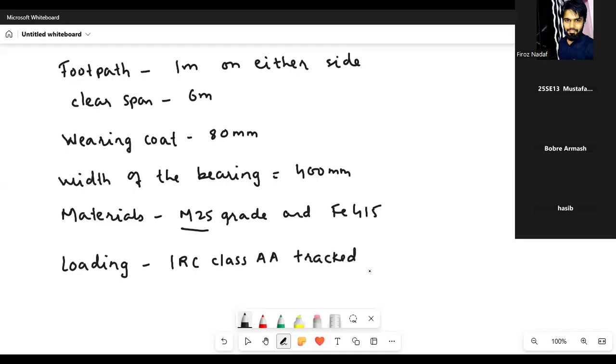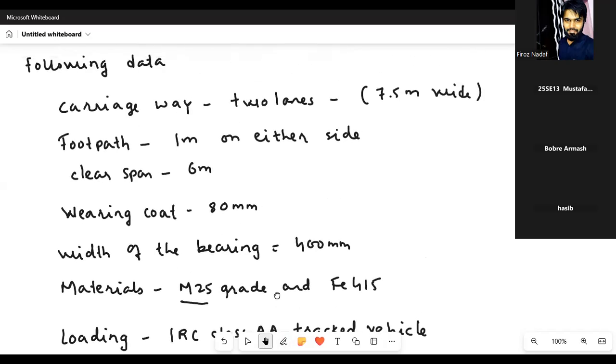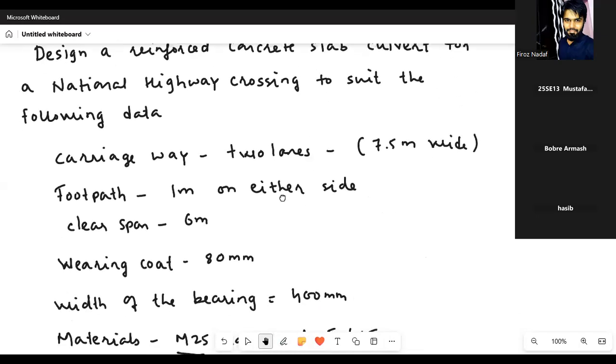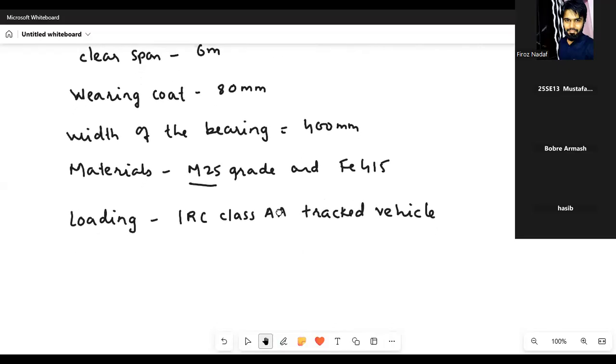Most of the time, in the design of bridges, tracked vehicle will be given to you. You need to learn how to design the bridges by using this kind of loading, IRC class double A tracked vehicle. In one class, we discussed in detail the dimensions of different IRC loading. So these are the given data. This is the problem statement that we have. By this problem statement, we have to design the culvert.